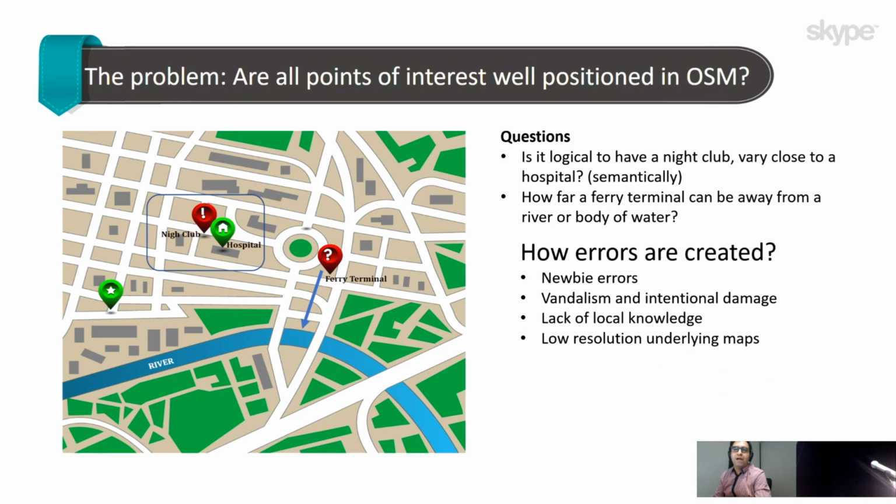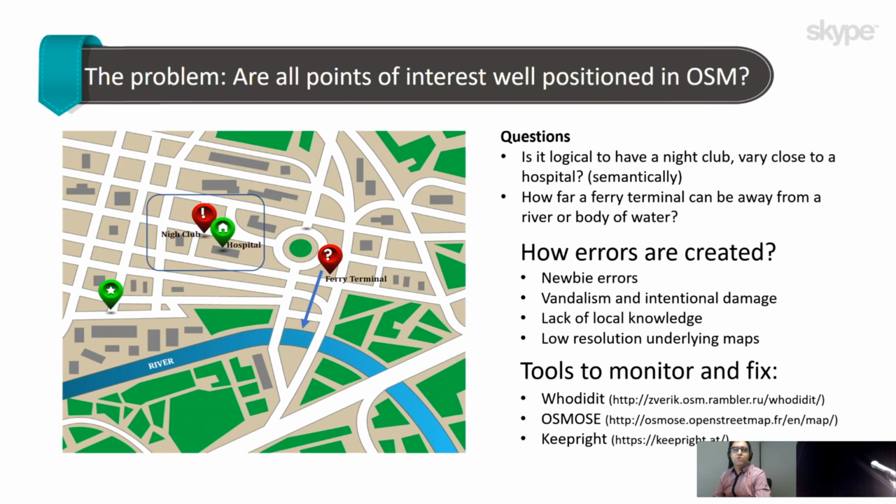But how are these errors created? Newbies, amateur new users, are creating lots of errors, as we know. Vandalism, intentional damage, is always there. We have seen it in Wikipedia, and we have some records in the history of OpenStreetMap as well. We also have a lack of local knowledge, so many contributors are not living in that local area, so probably they're making some mistakes. And sometimes the satellite imagery is low resolution, so it's very hard to pinpoint the correct position for a point of interest.